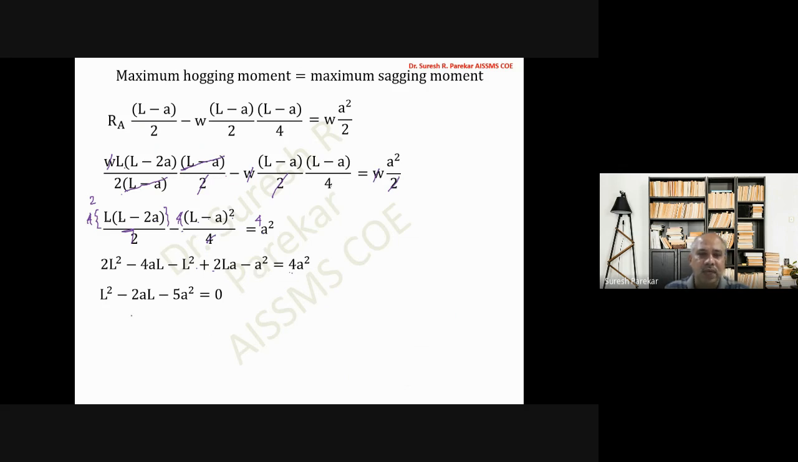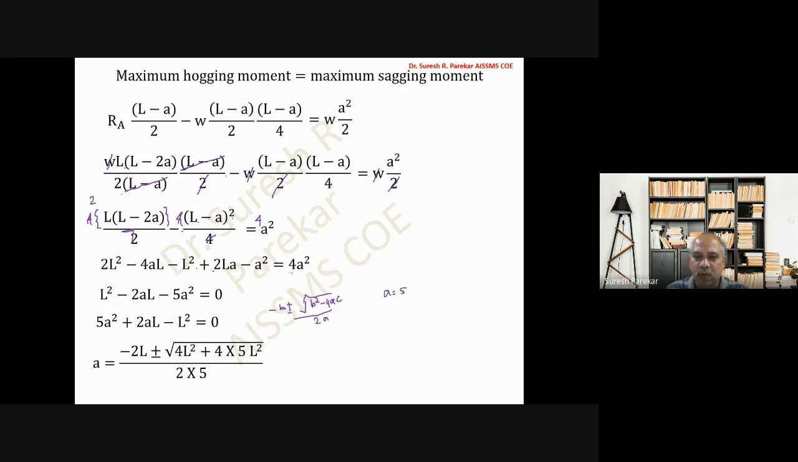So we are going to get L square minus 2aL minus 5a square equal to 0. And then we will solve this. a equal to minus b plus minus root of b square minus 4ac upon 2a. So here we have minus b plus minus root of b square minus 4ac upon 2a. Now a we have 5, then b we have 2L, and then c we have minus L square.